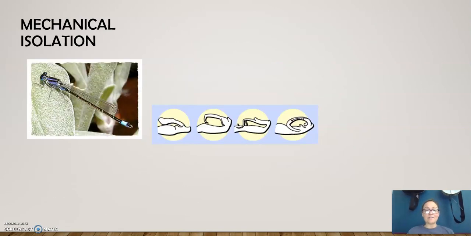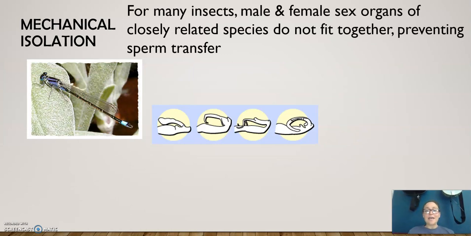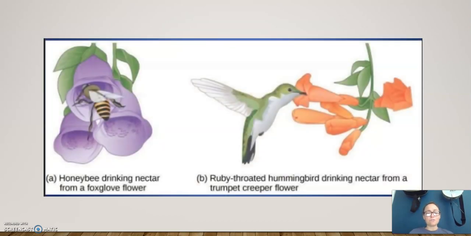And then we have mechanical isolation. In mechanical isolation, this is where the male and female sex organs do not really allow for sperm transfer. They don't fit together. And this also applies to insects and other pollinators with flowers.